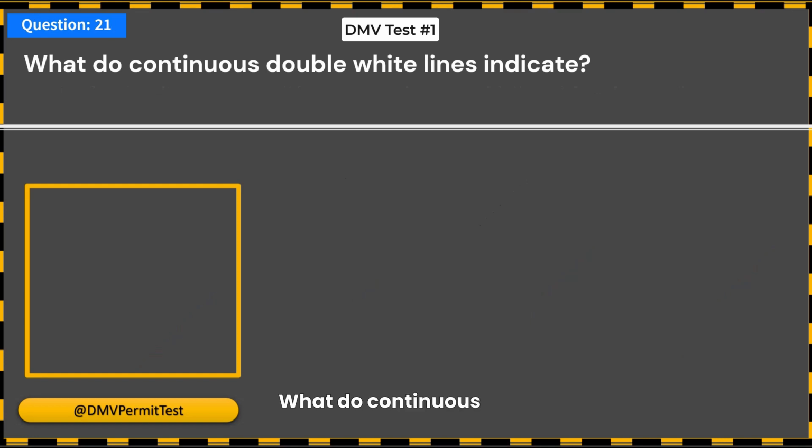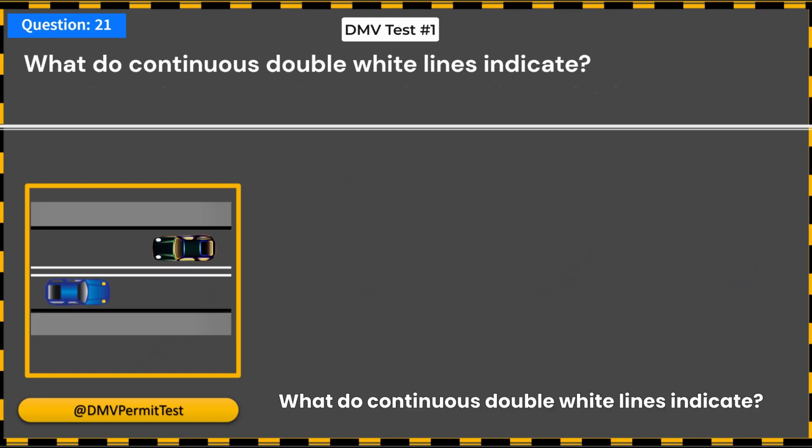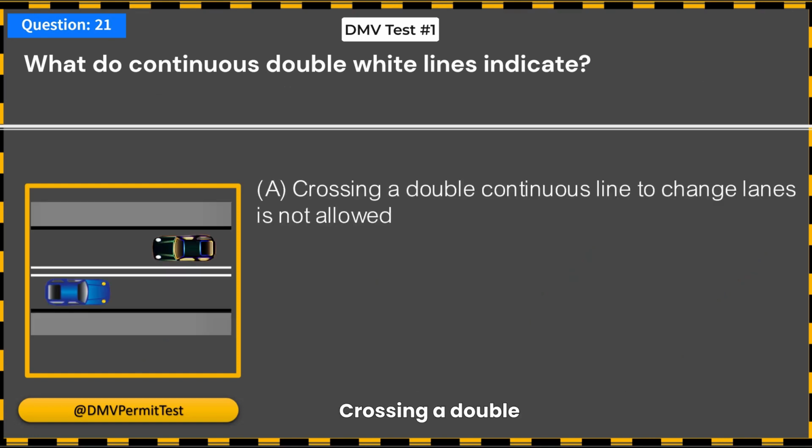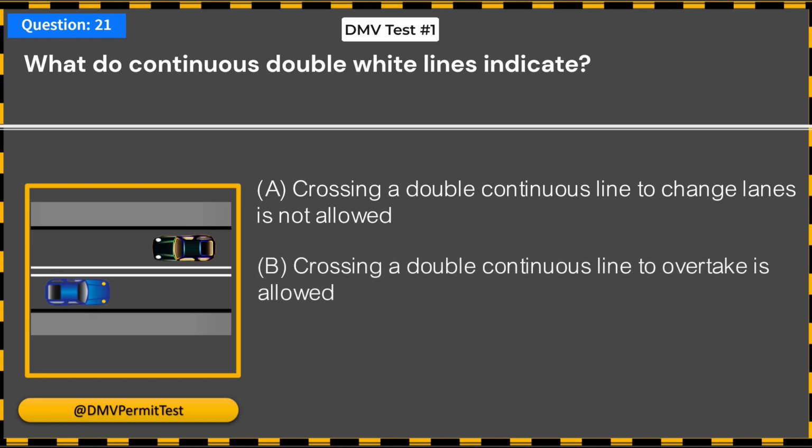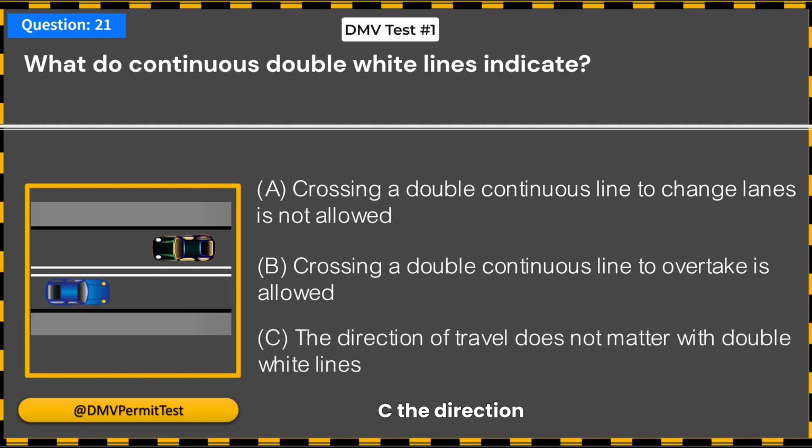What do continuous double white lines indicate? A. Crossing a double continuous line to change lanes is not allowed. B. Crossing a double continuous line to overtake is allowed. C. The direction of travel does not matter with double white lines. Answer A. Crossing a double continuous line to change lanes is not allowed.